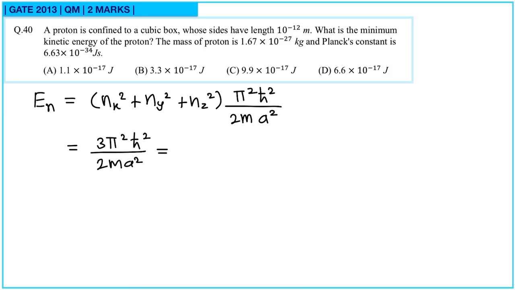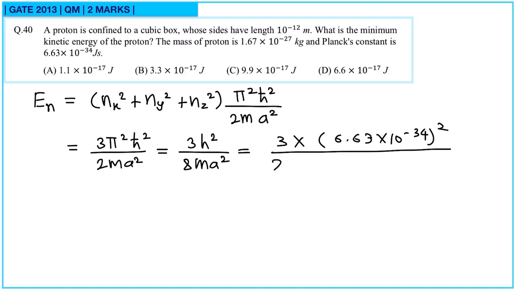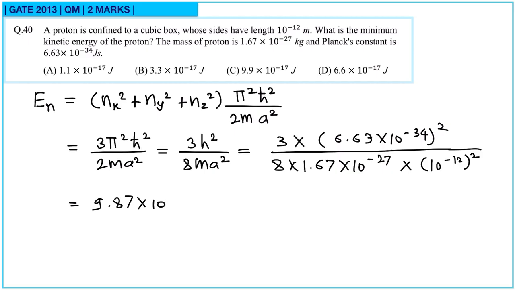h cut square is h square upon 4 pi square. So that is 3h square, 4 into 2 is 8 m a square. So this is equal to 3 into h, which is 6.63 into 10 to the power minus 34, square, upon 8 into mass of proton, which is 1.67 into 10 to the power minus 27, into 10 to the power minus 12 square, and this comes out to be 9.87 into 10 to the power minus 17, which is nearly equal to 9.9 into 10 to the power minus 17 joule. So option C is correct.